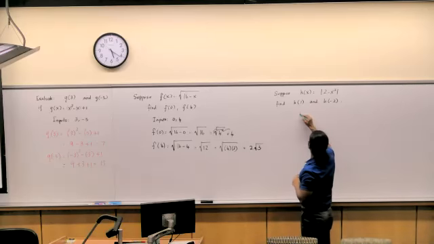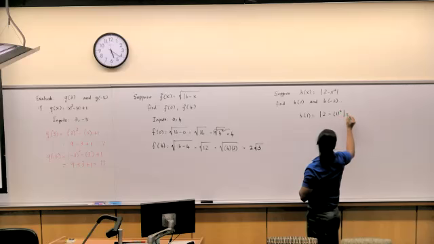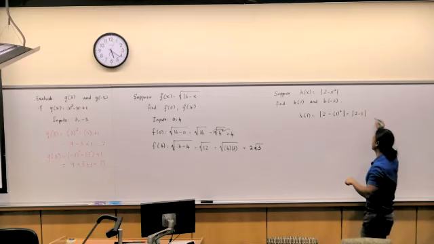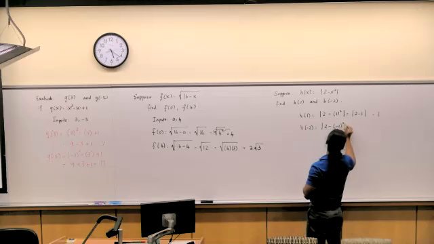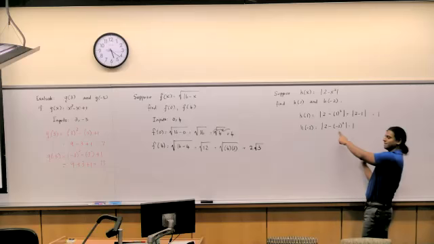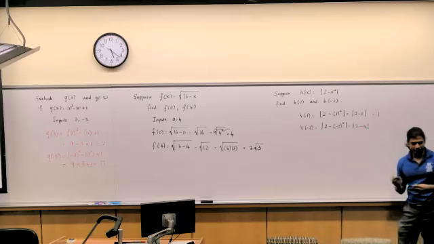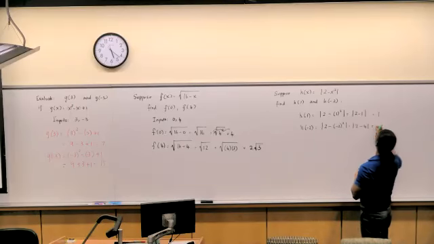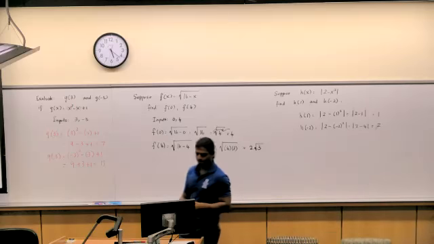So h of 1 is 2 minus 1 squared. Absolute value of 2 minus 1, which is the absolute value of 1, you get 1. H of minus 2, 2 minus minus 2 squared. What is minus 2 squared? 4. 2 minus 4 is minus 2, but don't forget the absolute value. Absolute value of minus 2 is plus 2. Good.